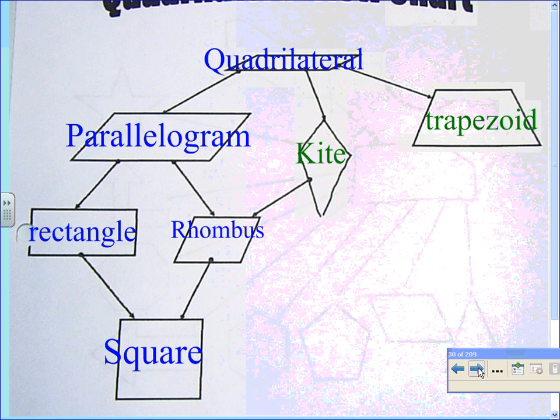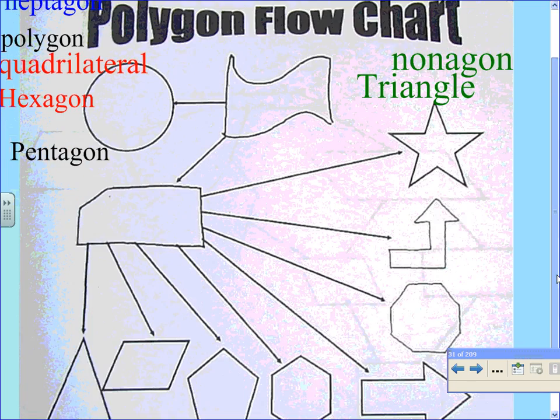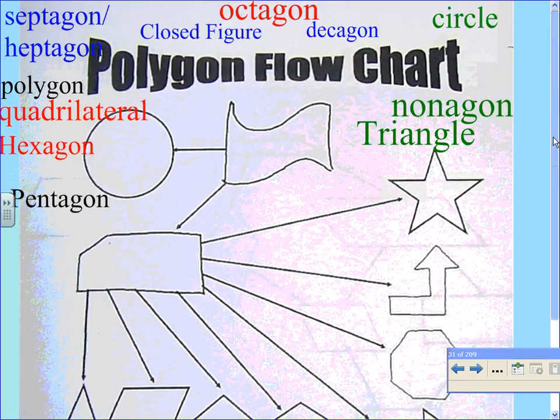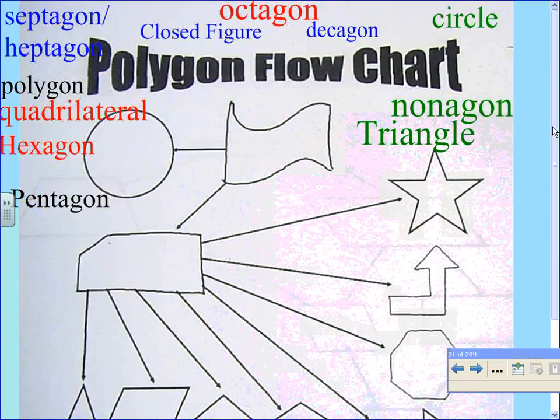Okay, so this one, I think this one's easier. Okay, so Doug, let's start here. What goes here? Okay, good. Let's raise hands, okay? Circle. We know it's not a polygon, but put a circle. Okay, Charles, what goes here?